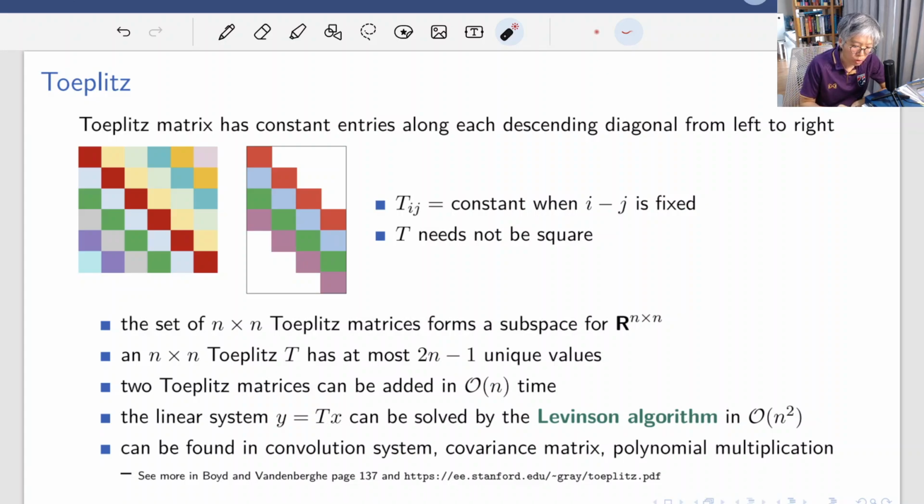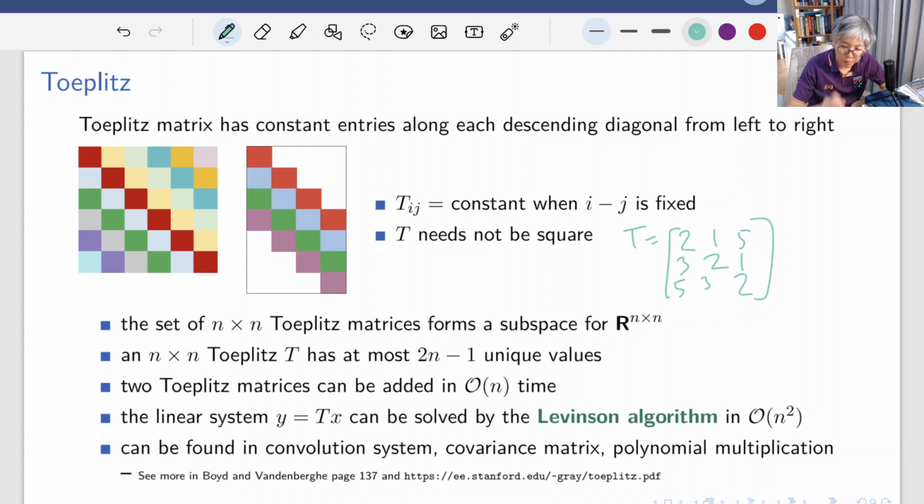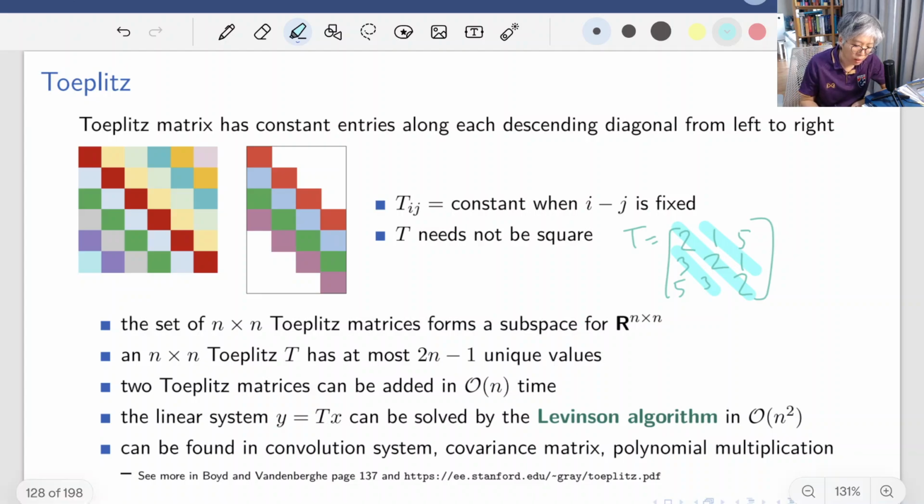Now I'm going to give you a second example: 2, 2, 2, 1, 1, and 3, 3, and 5, right? Because it's constant along each descending diagonal. So you can think of two Toeplitz matrices.